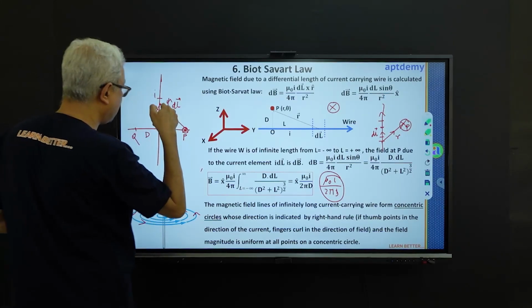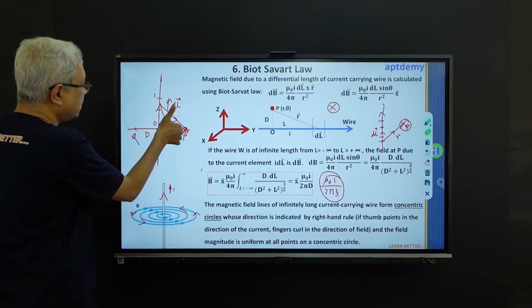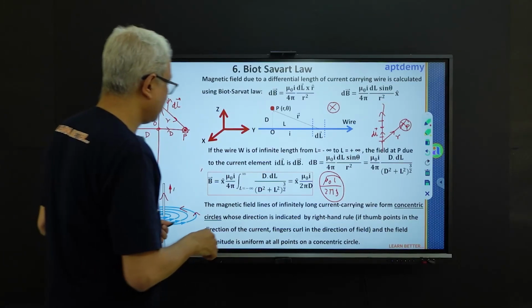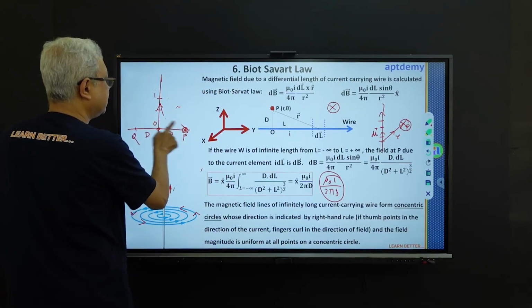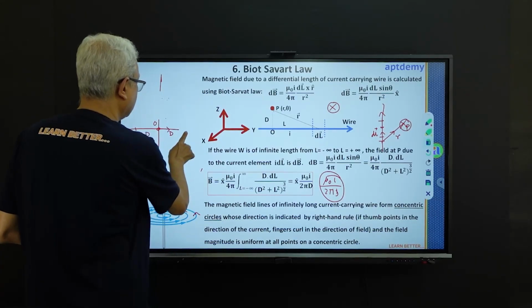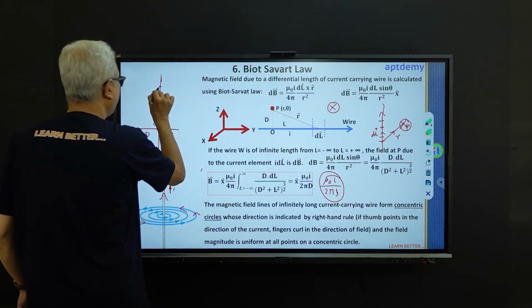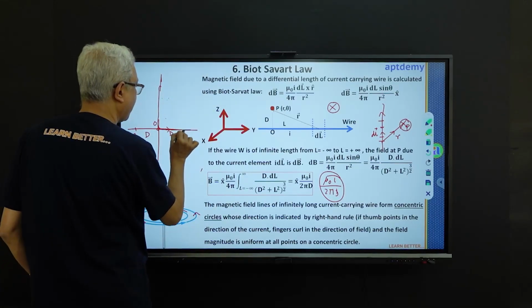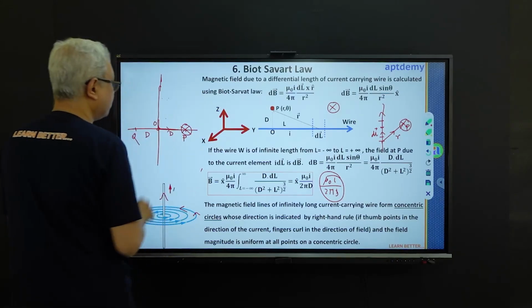So dl cross r points into the plane of the board, and from the thumb rule also it is inside the plane of the board. So at this point P, the field will be into the plane of the board.